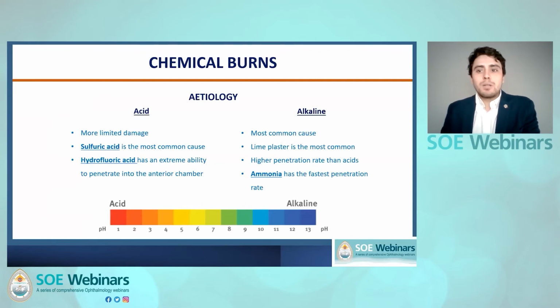The caustications can be caused by acids or alkalis. The acid caustications are less frequent and produce more limited damage, the most common one being sulfuric acid. However, some acids have a high capacity to generate serious damage, such as hydrofluoric acid, which is an agent used in several industries and has an extreme ability to penetrate into the anterior chamber. On the other hand, alkaline substances are the most common cause of chemical burns, with a higher capacity of creating severe damage in the eye. Of note, ammonia has the fastest penetration rate and a high capacity of perforating the cornea.